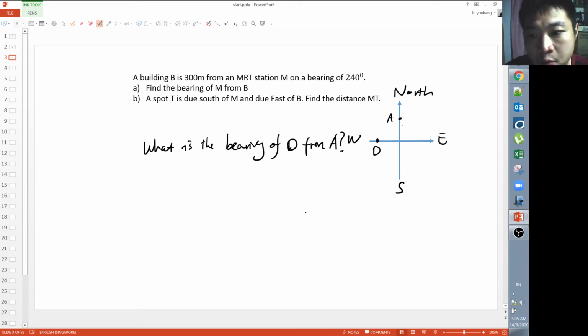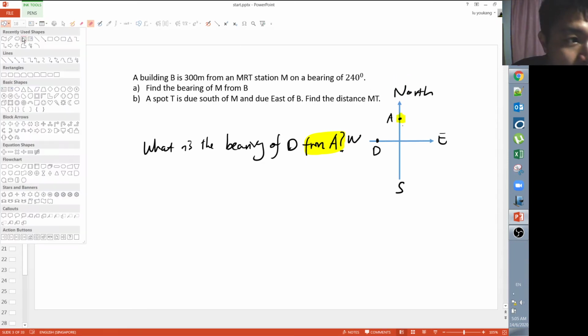How you do this question is you start by, over here it says the bearing of D from A. So from A, that means you always start from A. Can you see this is your A? Once you identify your A, you always go to the north first. Once you go to your A, draw your north.